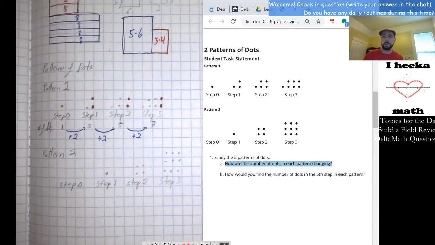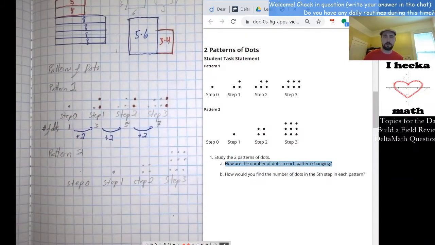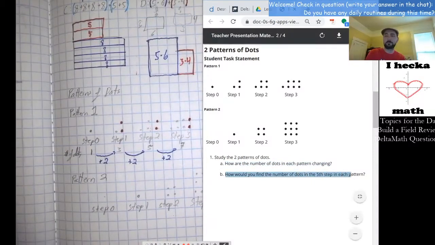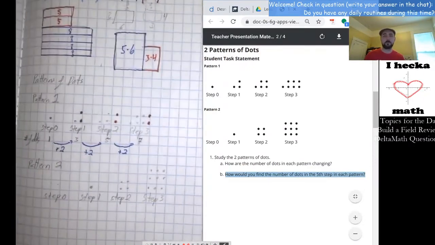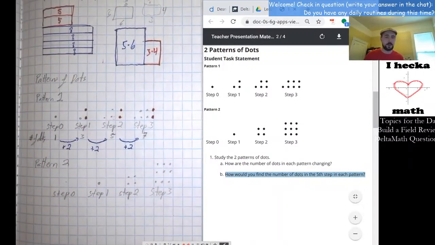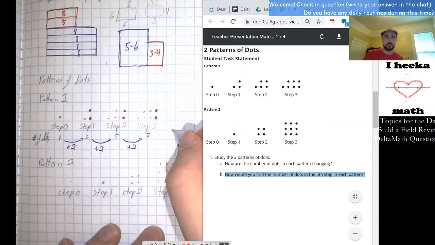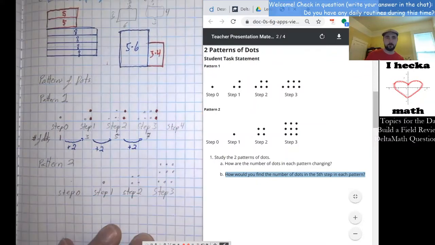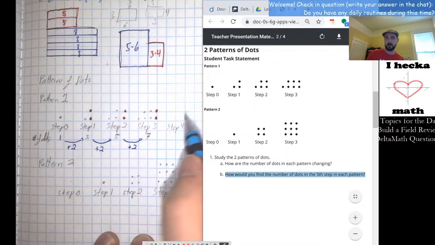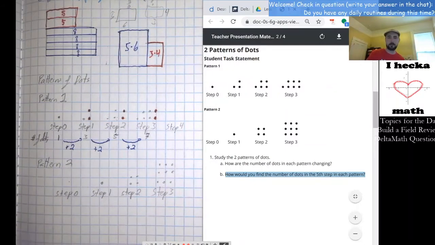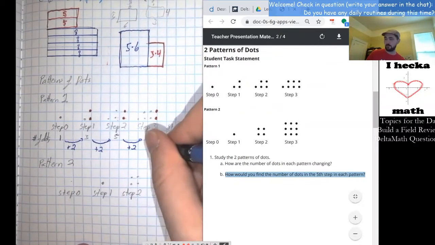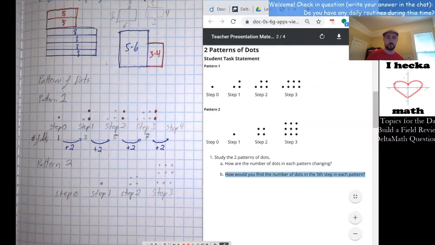How would you find the number of dots in the fifth step in each pattern? So now I'm looking at part B. So the fifth step. Well, let's see if we can go more quickly. So step four, there would be like some dots up here, but I don't care about that. Can we just do it based on the pattern? Well, I think in step four, there would be plus two more dots because there would be those two extra dots on the end, right?